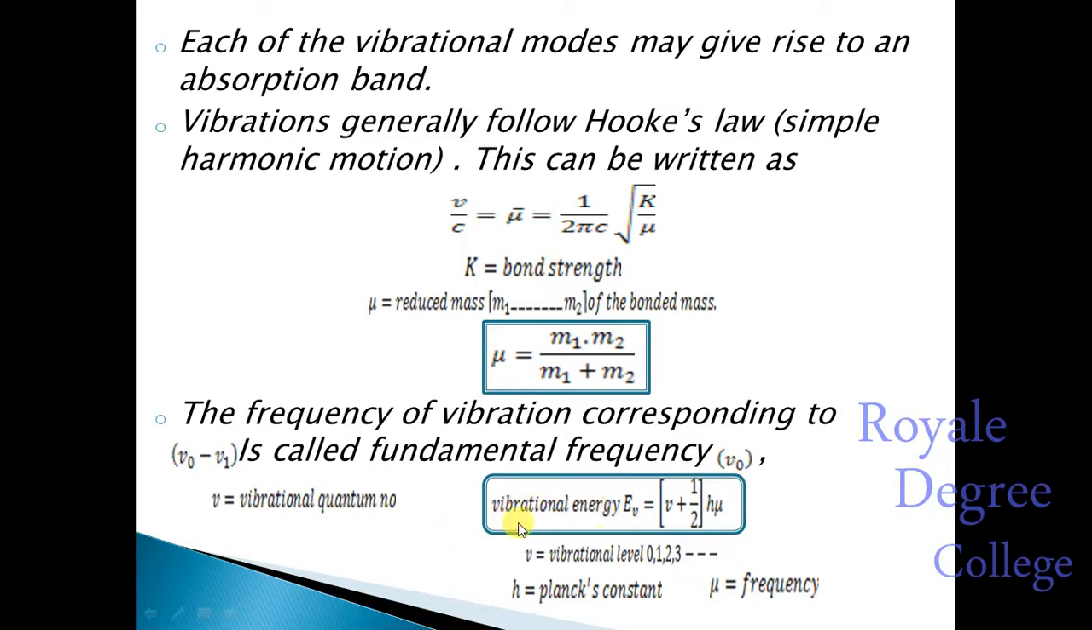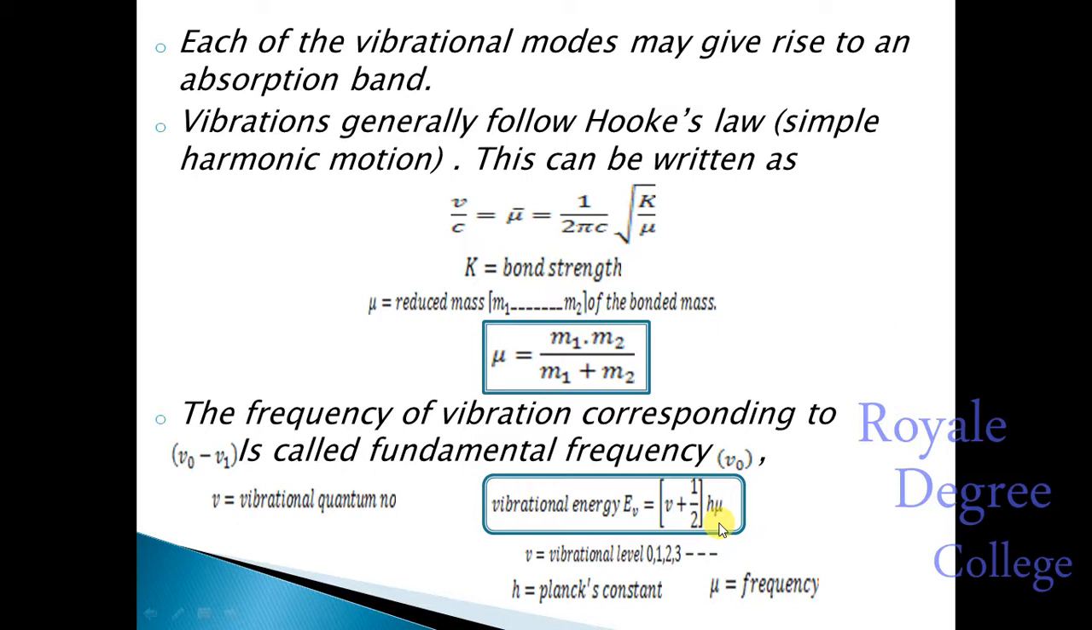So here we are using this formula: vibrational energy Ev is equal to v plus half into h mu, where v is called the vibrational quantum number. Its value will be 0, 1, 2, 3 and so on.